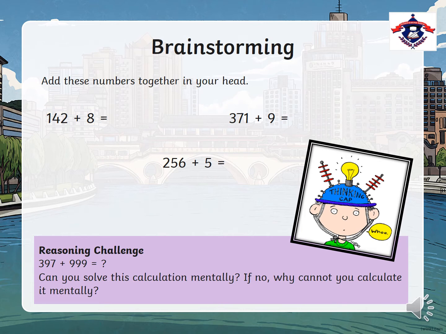Let's recall some addition questions. Can you tell me when we add 142 and 8 what result we get? Yes, that's 150. When you add 371 and 9 mentally, what result do we get? Yes, that's 380. And when we add 256 plus 5 mentally, what result do we get? That's 261. Now, suppose you have to add two 3-digit numbers, can you solve this calculation mentally? If no, what's the reason behind that?